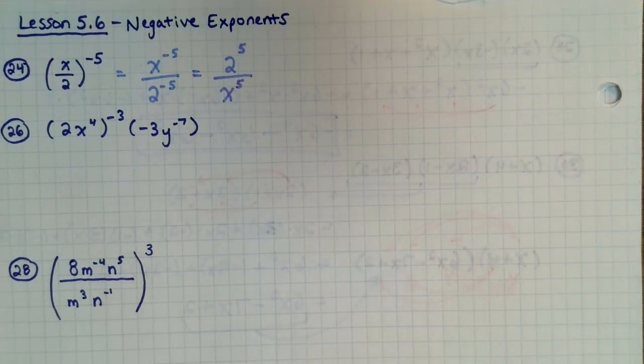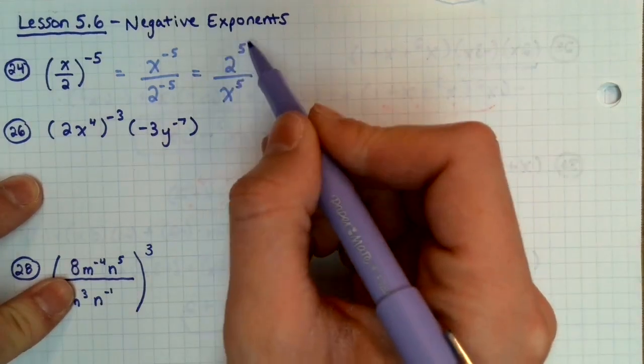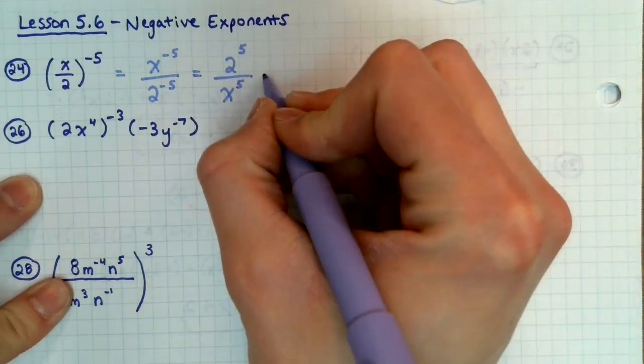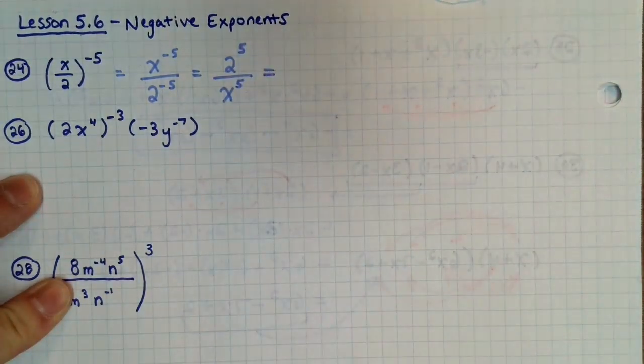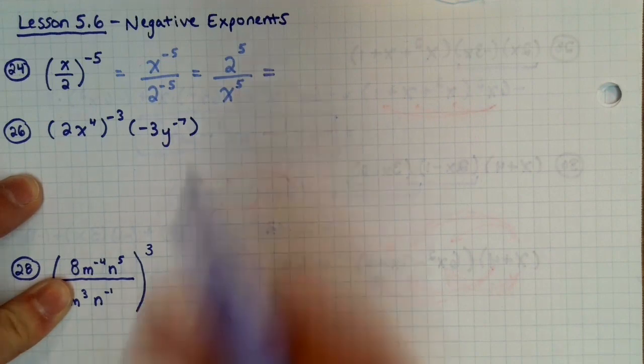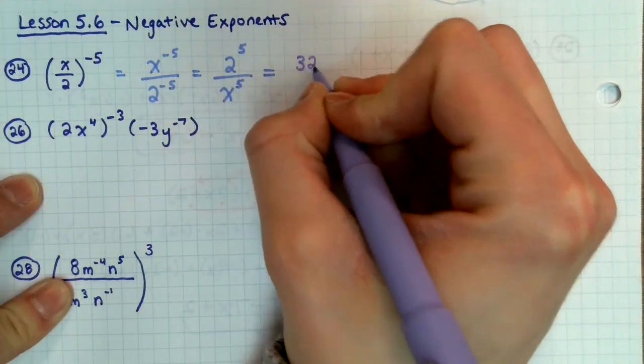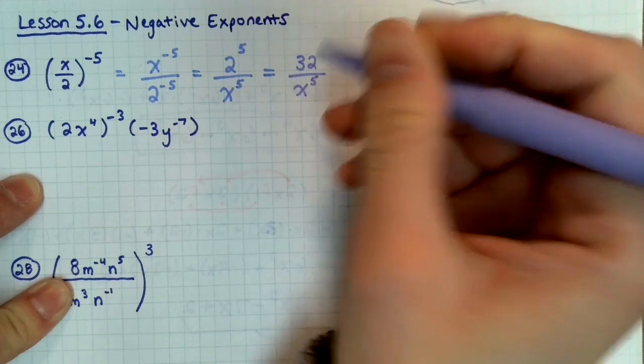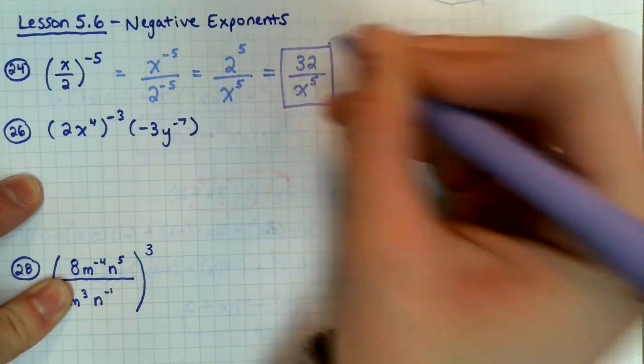Now that there are no negative exponents, the last step would just be to evaluate what is 2 to the 5th power. 2 to the 5th power means to do 2 times 2 times 2 times 2 times 2. That ends up being 32 over x to the 5th power, and that would be the final answer for that question.